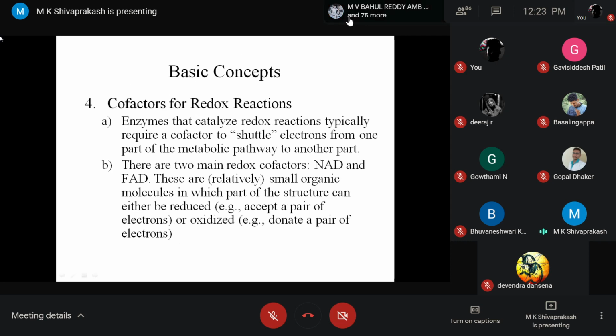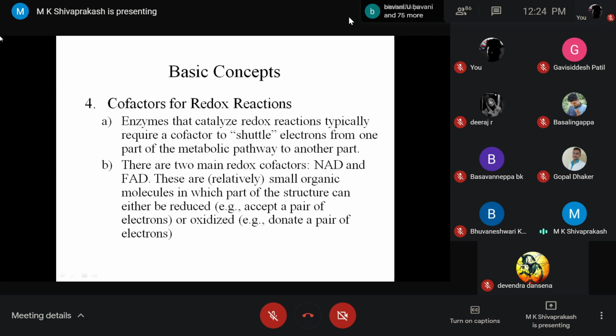The other things are cofactors and redox reactions. I have told you the cofactors, which act as electron shuttles for electrons in the metabolic pathways. They are the ones you have in your e-notes, and I told you in the previous class. They include nucleotide derivatives like NAD or FAD.